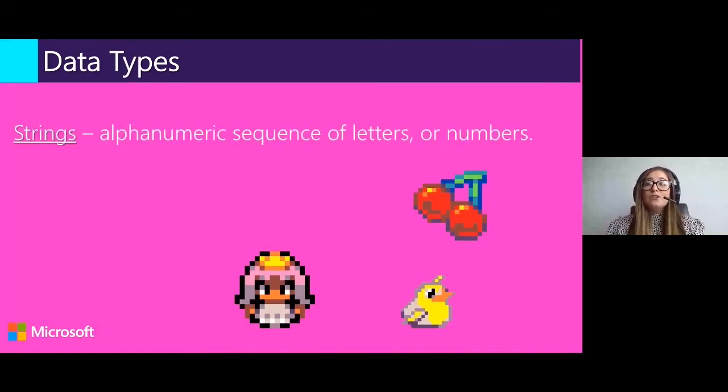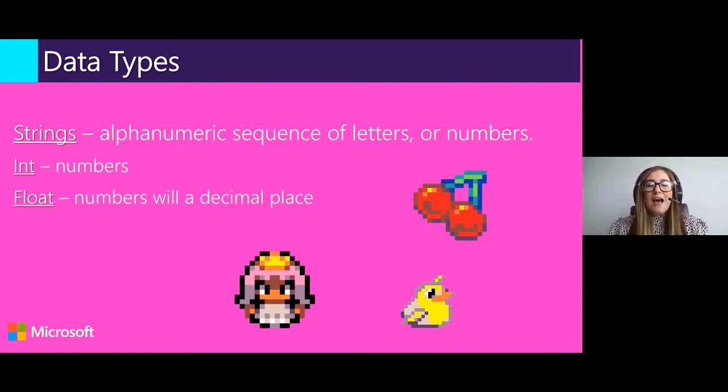Strings are a data type: an alphanumeric sequence of letters and numbers, also used as a word. We've used strings before. Remember when we said splash this across the screen or ask for a string? We did that in our last game. We also have ints, or integers, which are just your average numbers. Then we have floats, and floats are numbers with a decimal place. So an int might be 7, whereas a float might be 7.5.